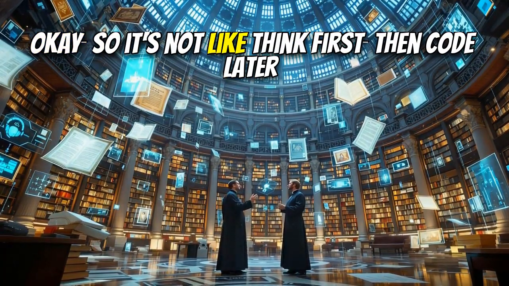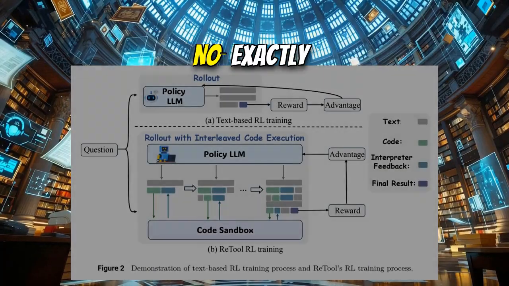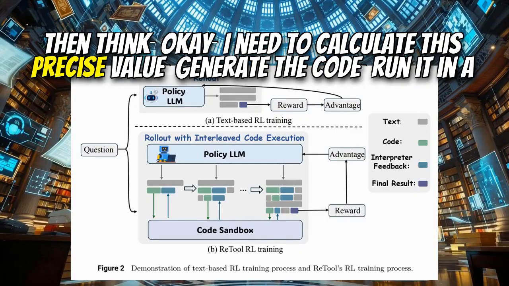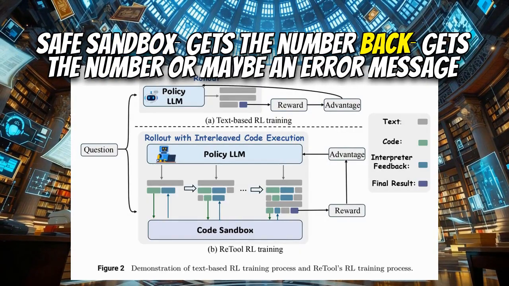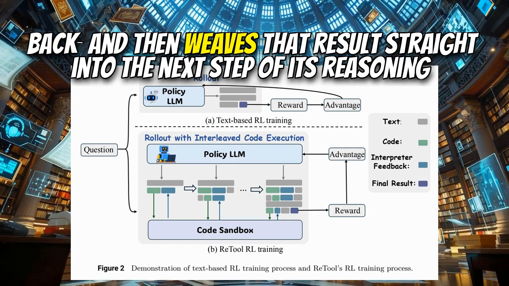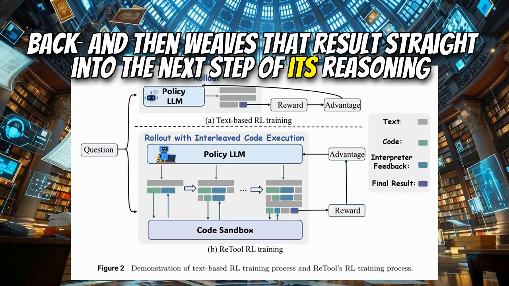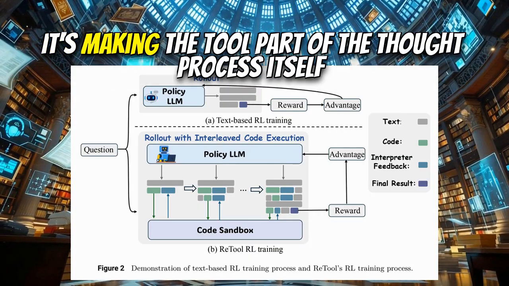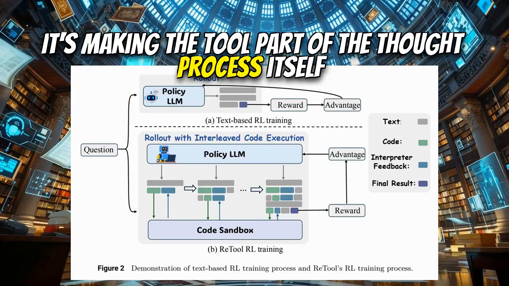So it's not like think first, then code later. No, exactly. It might be reasoning in natural language, then think, okay, I need to calculate this precise value, generate the code, run it in a safe sandbox. Gets the number or maybe an error message back, and then weaves that result straight into the next step of its reasoning. It's this seamless back and forth. That seems powerful. It's making the tool part of the thought process itself.